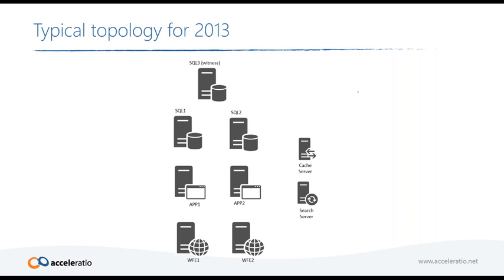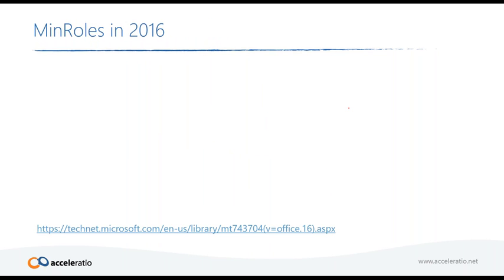So this is how a typical 2013 configuration would look. In this scenario, I have a SQL cluster up here with 3 SQL servers, and then I have 2 application servers and 2 web front-end servers. And I have some back-end servers like a caching server and search server in the background.